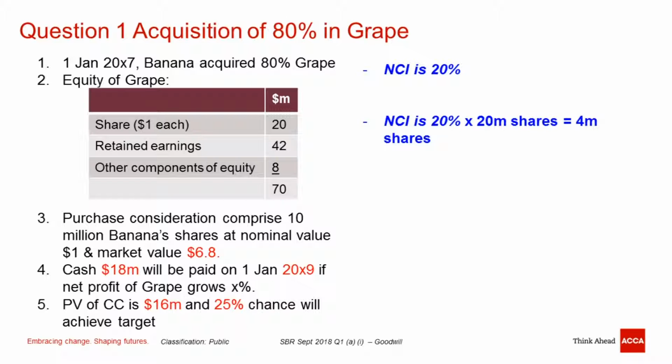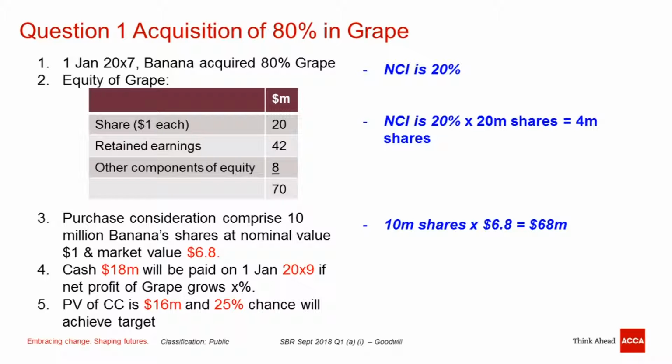Now, when the holding company acquired the subsidiary, it paid purchase consideration that comprises 10 million shares of the holding company at nominal value of $1 and market value of 6.8 per share. Now, which number should we use? Of course, we know that we should use the fair value of the shares. So 10 million shares, the value will become 68 million.